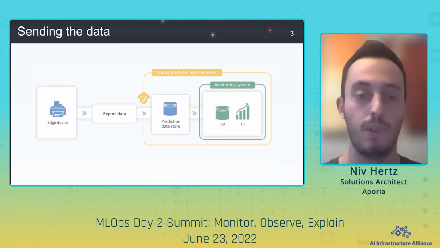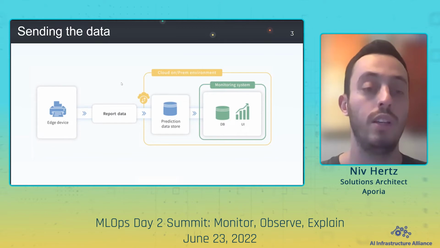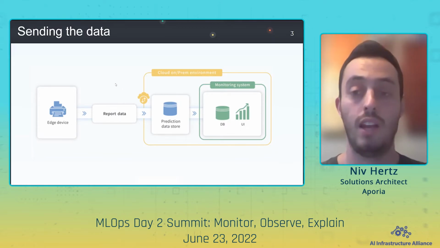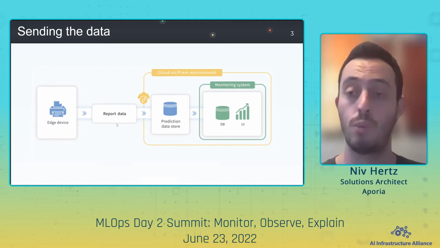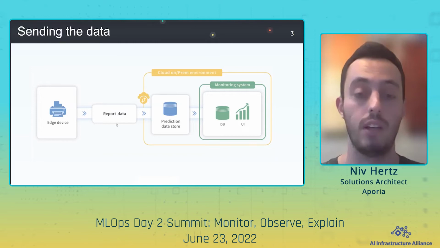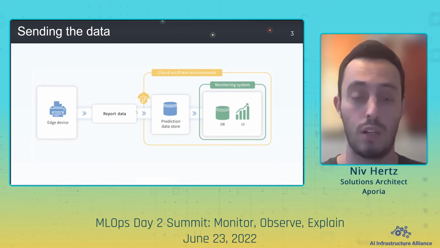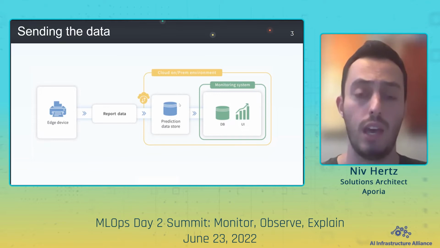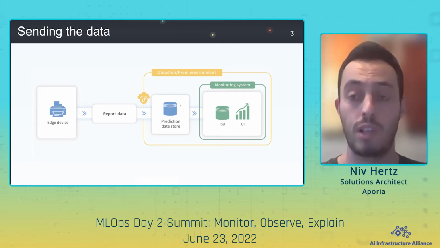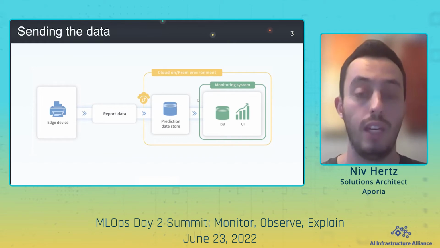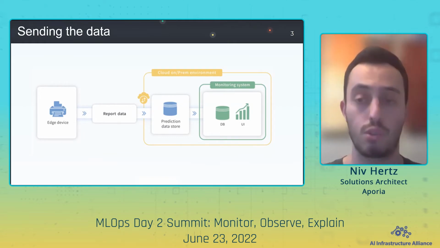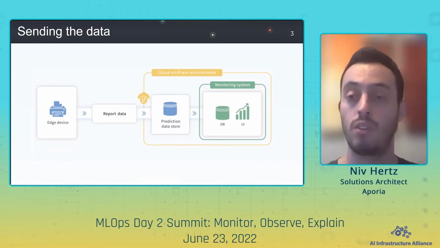Like any other system, what we need, first of all, is the data. So we need to send the data from the edge device to the cloud. We'll have the edge device log and report all the predictions that it's performing and send them to the cloud through some API gateway. It will eventually reach some sort of storage, right? This can be an S3 file, a database, a data lake, whatever solution you want is okay. But the important thing is that the data is stored somewhere. And then we'll have our monitoring system.